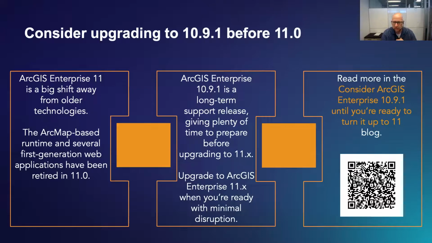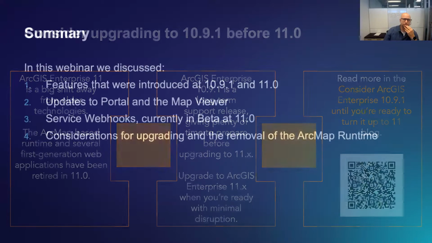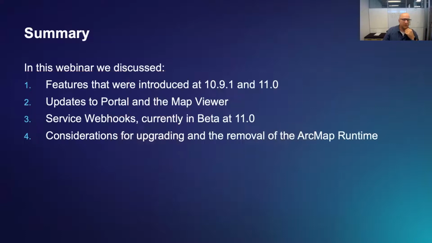And the blog post referenced by this QR code does provide a lot more details. So we're coming to the end here, but in this webinar, Michelle and I discussed a couple of new features that were introduced at 10.9.1 that we didn't want you to miss, and of course some of the stuff that's new at 11.0. We talked about some updates to ArcGIS Portal and the map viewer around symbology, but also around some stuff that can simplify collaboration and administration.